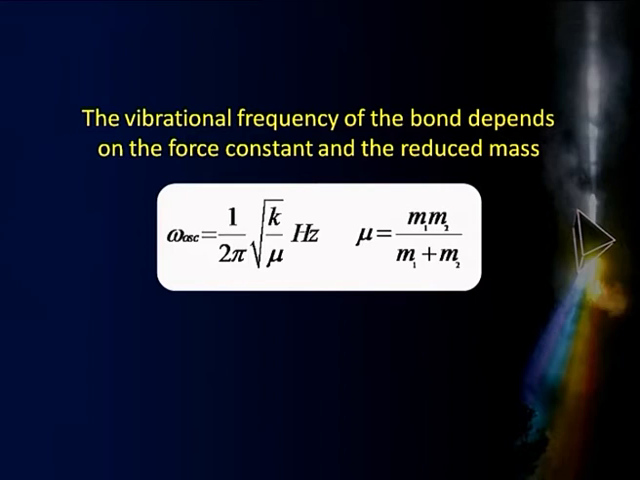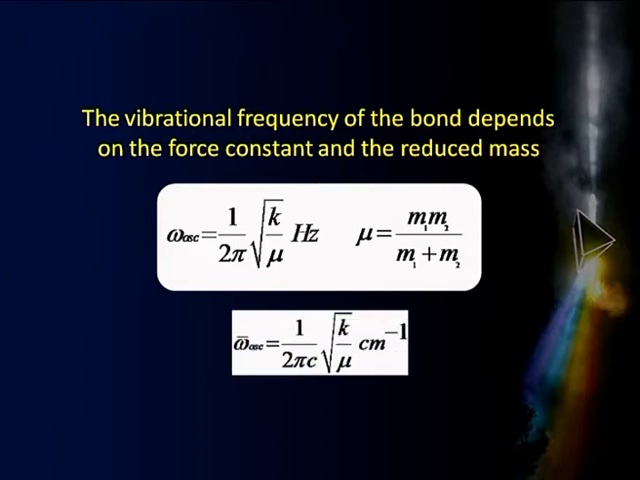Now, typically we try to express it in terms of spectroscopic units, in centimeter inverse. To do that conversion, if I divide this by c, omega oscillation bar is 1 by 2 pi c square root of k by mu in centimeter inverse. So, what you find is that the oscillation frequency, the basic frequency at which the bond is oscillating, depends on two things, because pi and c are constants. It depends on the force constant k and mu, the reduced mass.